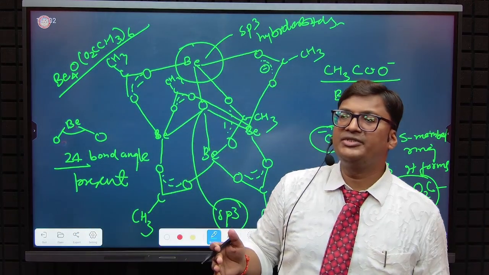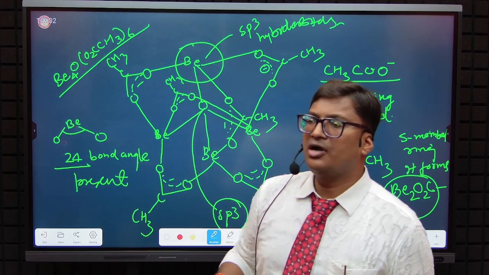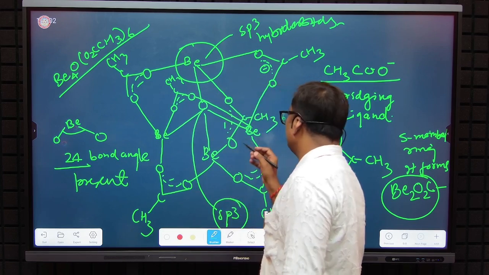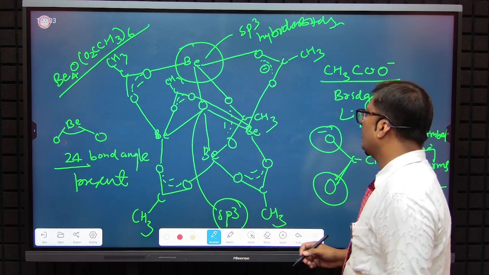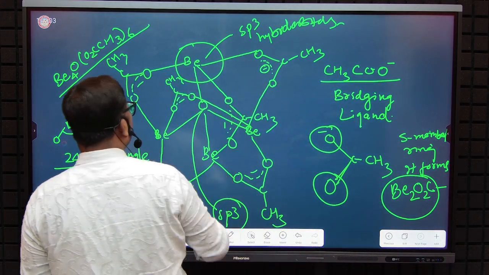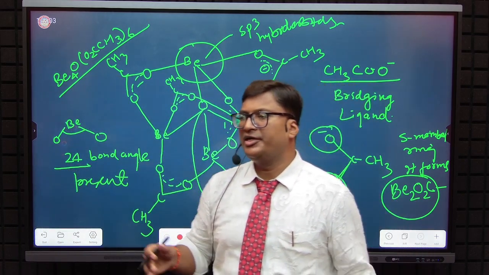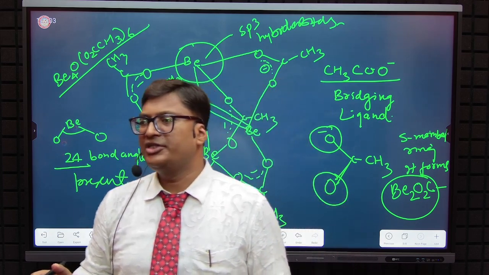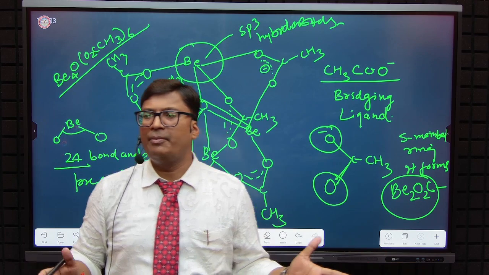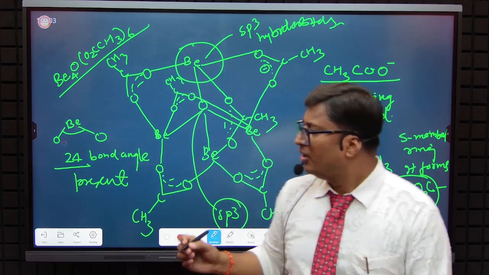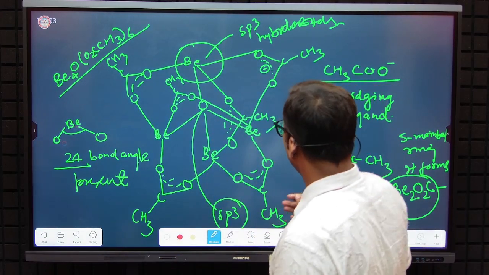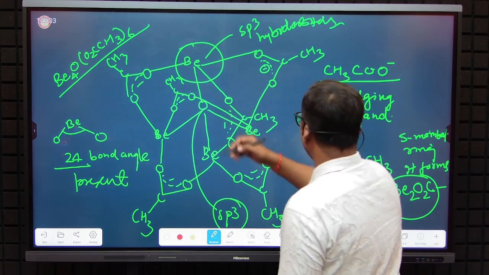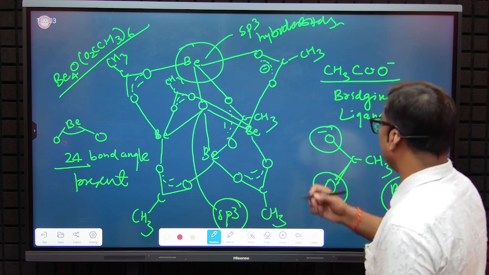The larger the number of chelated structures in the complex, the more highly stable the complex seems, right? This type of complex attains more stability because of the electrostatic interaction of the acetate negative charge and beryllium 2 plus, and additionally it forms a chelated ring structure. So they are the most stable complexes from the point of view of electrostatic interactions and chelate ring formation. So this type of compound is very important. It is called basic beryllium acetate.